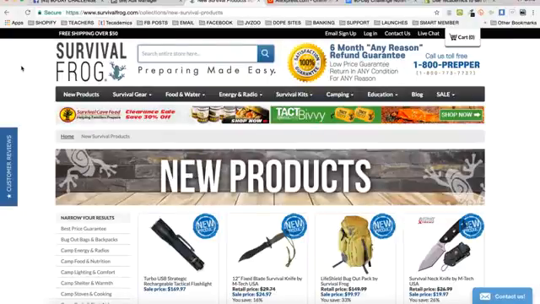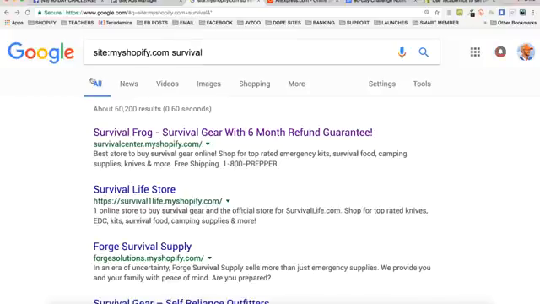Here's the main point you're going to walk away with. You can model after this store, you guys. You can have a store like this. Okay, let's go back to survival.